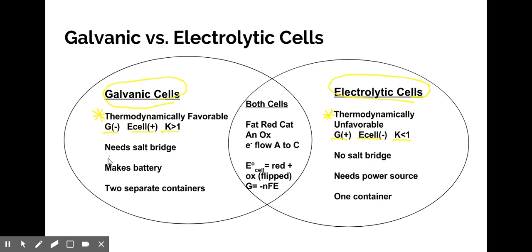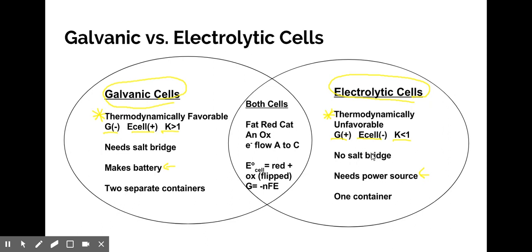Some other differences between galvanic and electrolytic cells. Galvanic cells need a salt bridge because they are in two separate containers. All right, so you have to have that salt bridge, and remember, the whole purpose of a salt bridge is in order to balance out the charge buildup that's in your solutions. These galvanic cells are producing a battery. So you're making a battery source. Whereas electrolytic cells need a power source in order to force this reaction to happen because it's thermodynamically unfavorable.